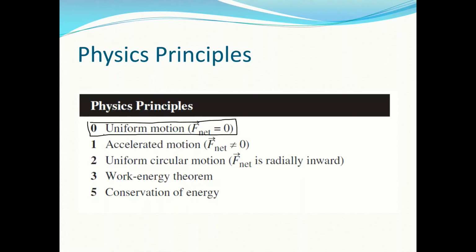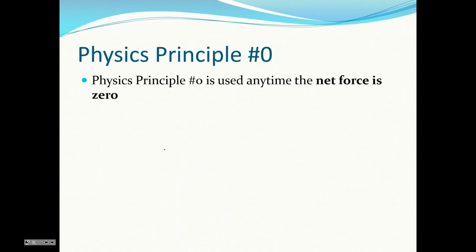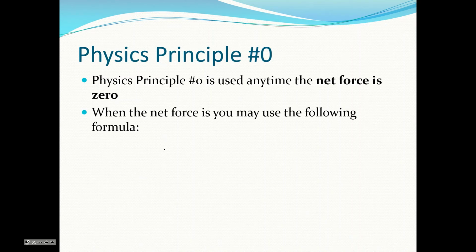These numbers are important because sometimes I'll ask you questions on tests about what physics principle you're using, and we're using physics principle 0 right now, where your FNET is equal to 0, and uniform motion means either it's stopped or it's moving at a constant speed. So physics principle 0 is used anytime you have a net force of 0. When you have a net force of 0, you can use the following formula.